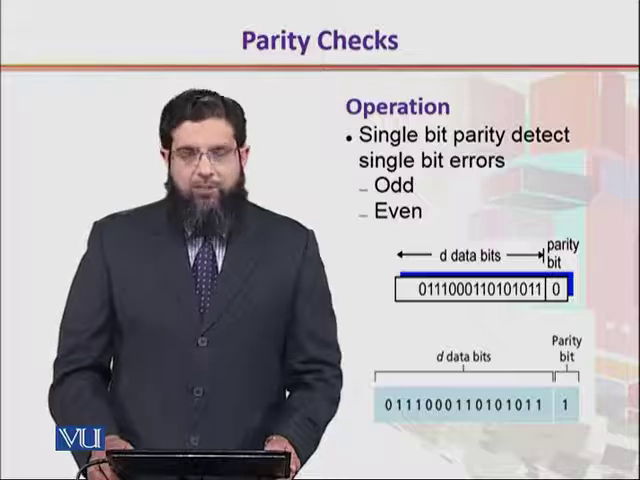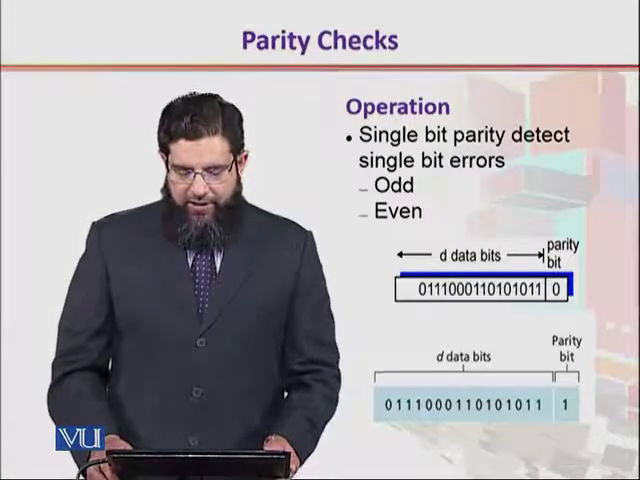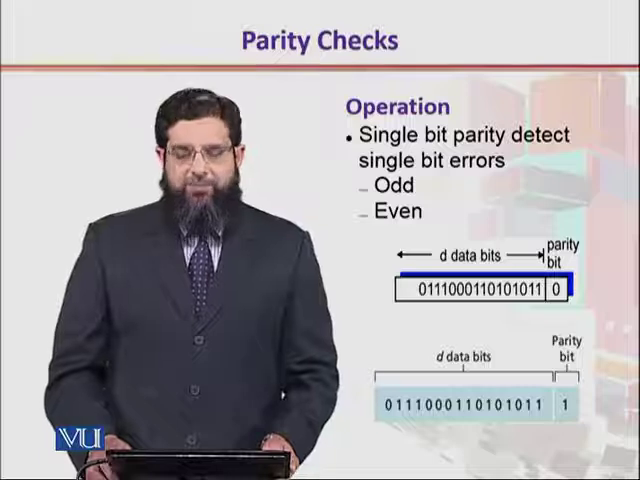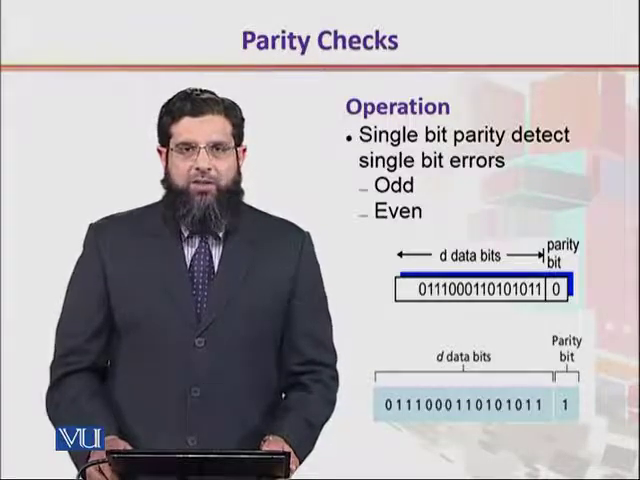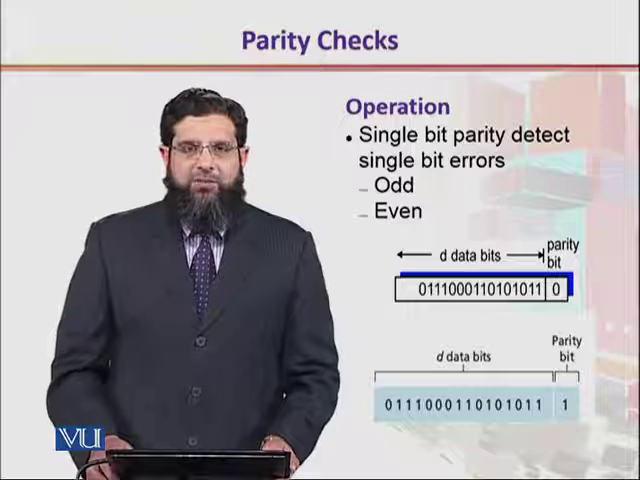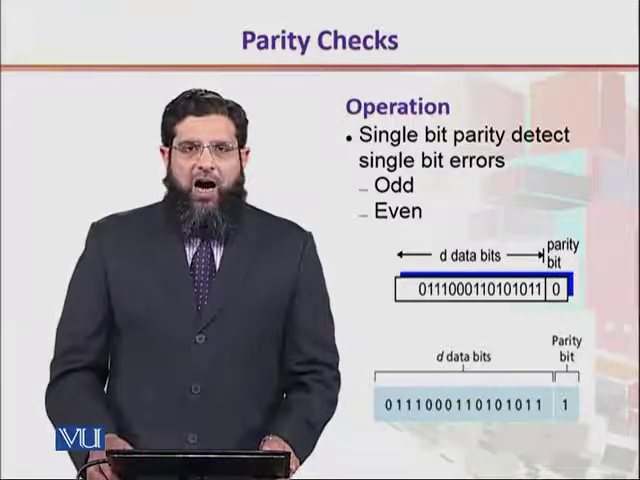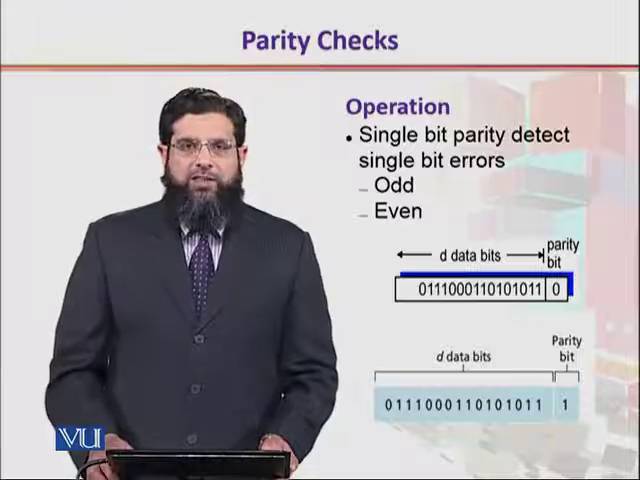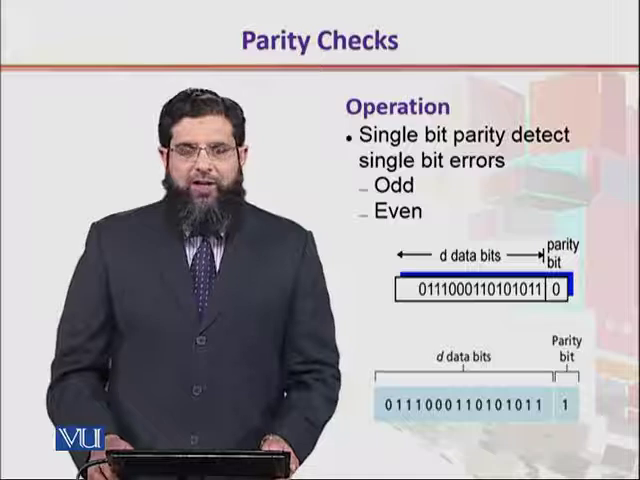Let's look at the odd parity scheme first. Here you see that we have D data bits, and we want to implement the odd parity scheme. The odd parity scheme says that the sender appends either a 0 or a 1 in order to make the total number of ones odd. This is what you see in the figure on the top.